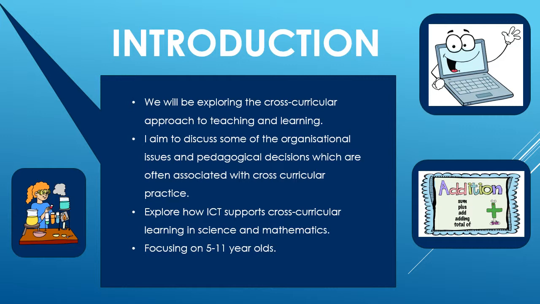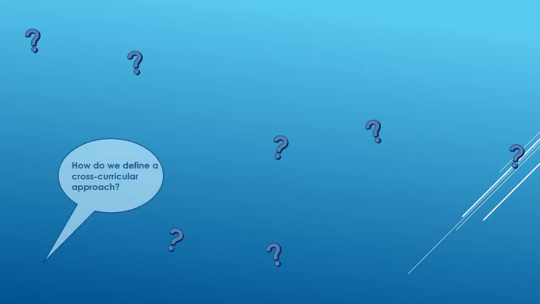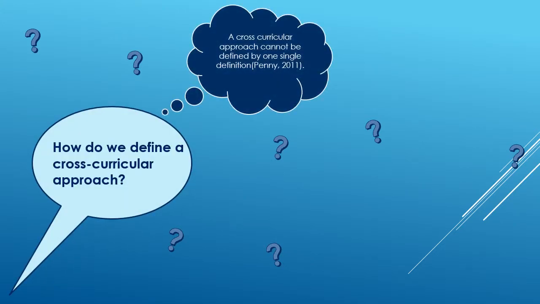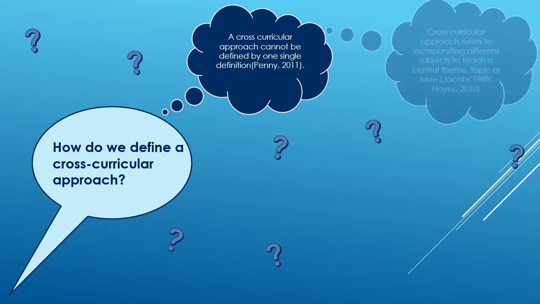Although cross-curricular teaching can be implemented throughout the whole school, this presentation will solely focus on children aged between 5 to 11 years old. So, how can we define cross-curricular learning? Well, Penny 2011 argues cross-curricular teaching cannot be formally defined to one definition, as different schools, organisations and practitioners may hold different beliefs on what they believe to be a true representation of cross-curricular teaching. However, despite many individuals possessing their own views as to define the approach, there appears to be a shared worldwide perception of cross-curricular teaching which helps form the basis of these definitions.